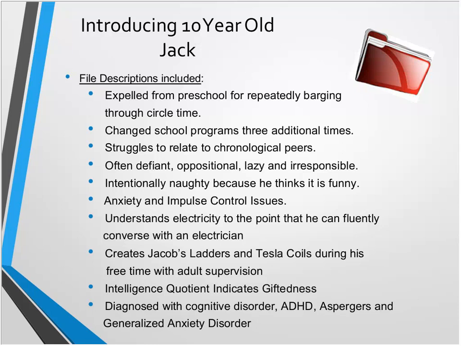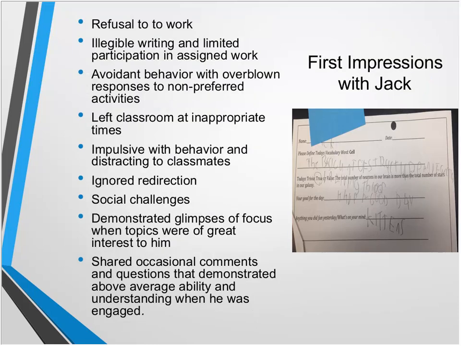And alongside that, he understood electricity to the point where he could talk with an electrician, and he could stump the electrician. He could create, and he still does create, Jacob's ladders and Tesla coils. Given an IQ test, it indicated that he's gifted. And he's gifted with also ADHD and Asperger's, what we used to call Asperger's, and generalized anxiety disorder. So this kid has these immense talents, but he's got some other things that are really getting in his way. And he's really difficult.